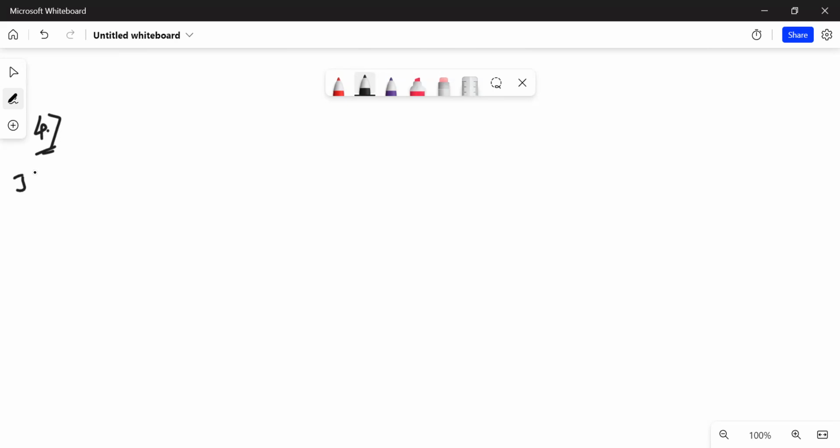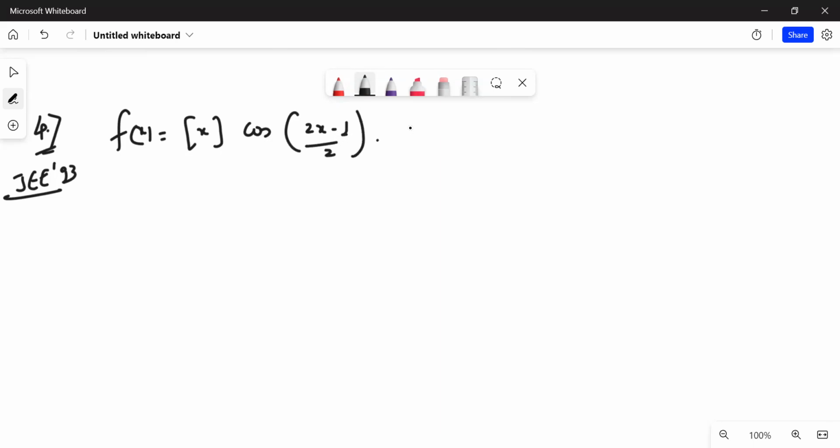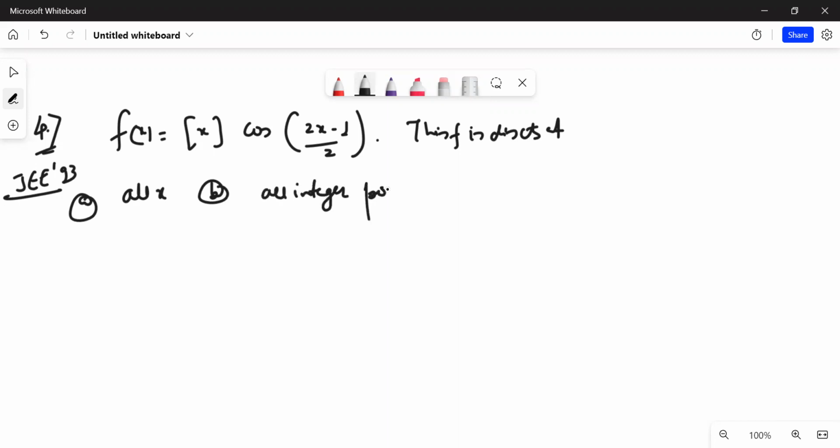ठीक है, अगेन JEE 93. fx is given by greatest integer x cos of 2x minus 1 divided by 2. This function is discontinuous at option number 1, all x, b, all integral points, c, no x, and d, x which is not integer.